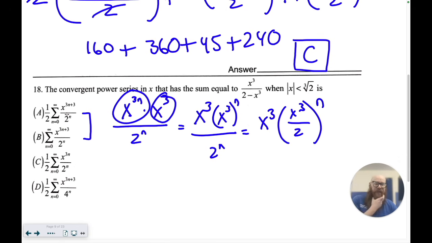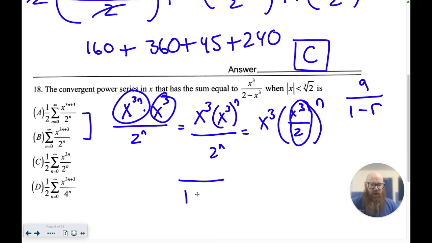Okay, so I want it to look geometric. Right? So that tells me that this is our common ratio. Remember, our formula is A over 1 minus r. So that's our common ratio on the bottom. And then A is our first term. Well, here, these are all starting at 0, so anything to the 0, this is our first term. So checking both of these, this is what the summation would give us.